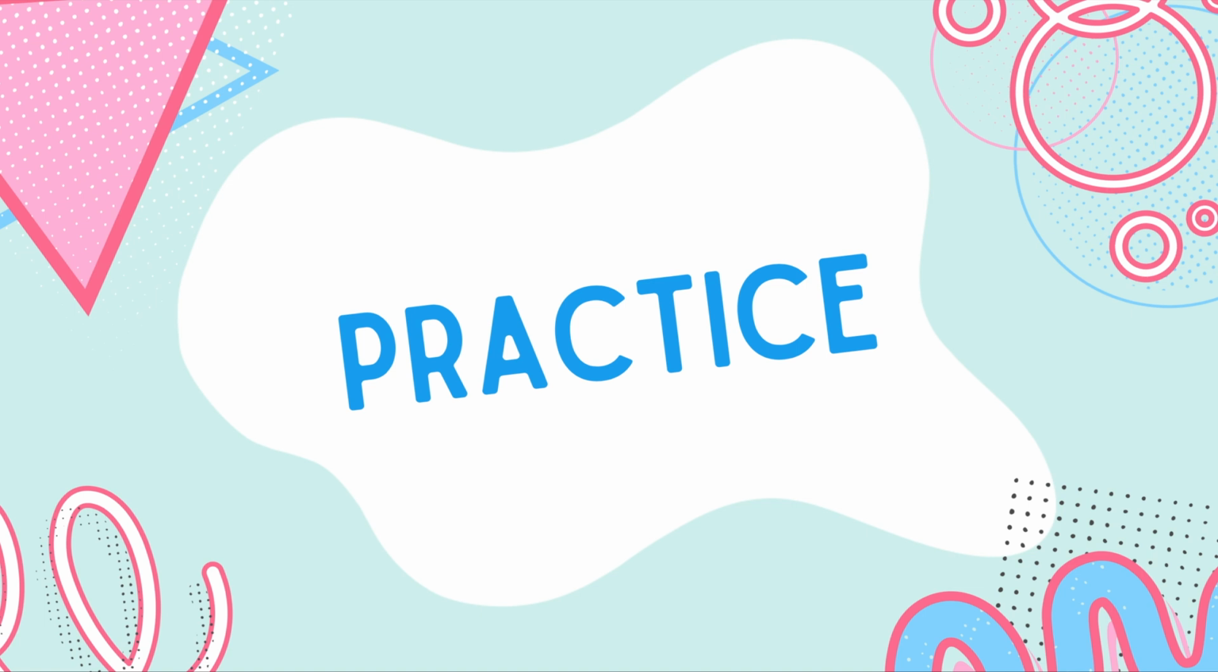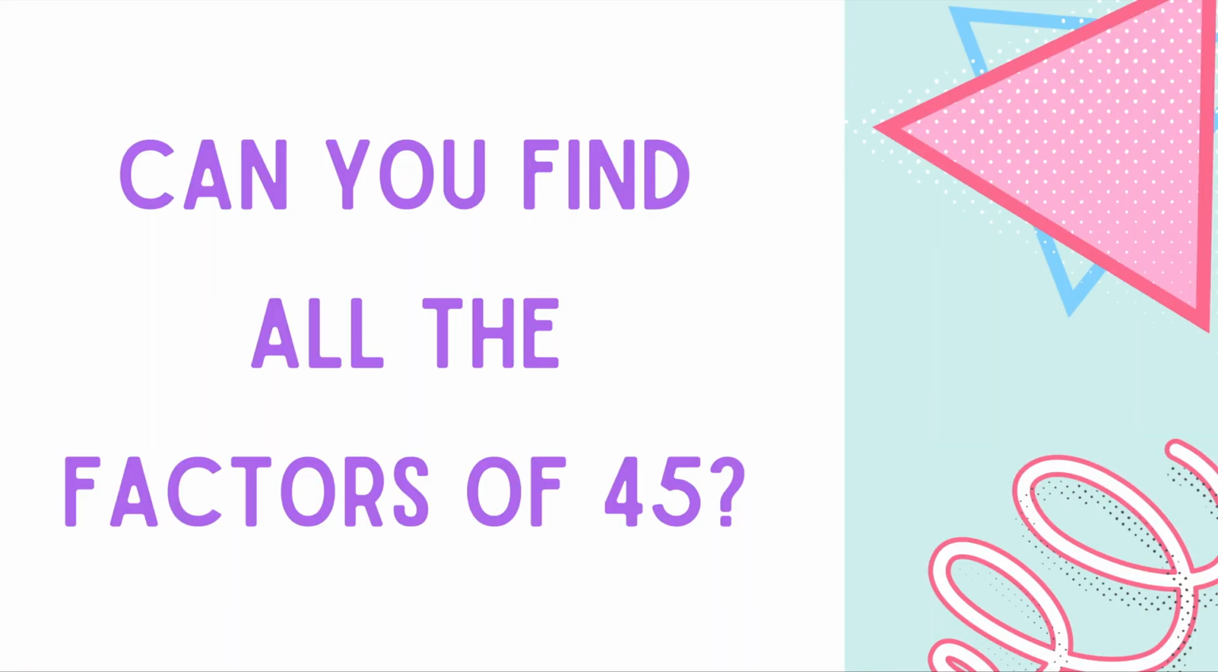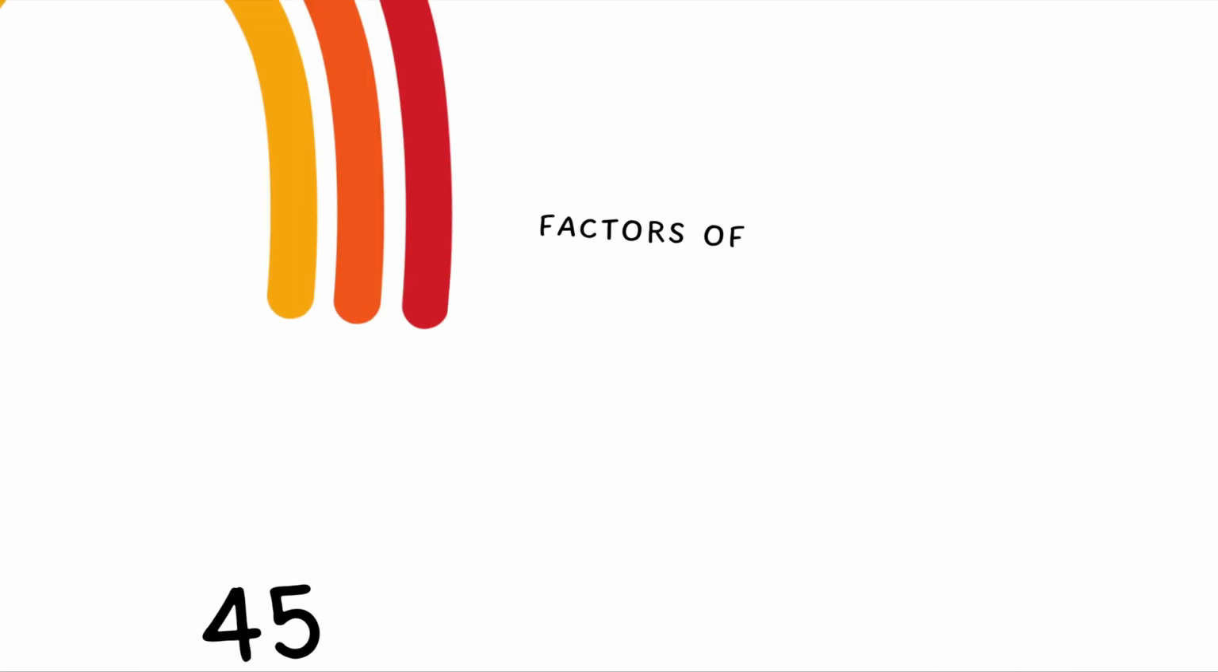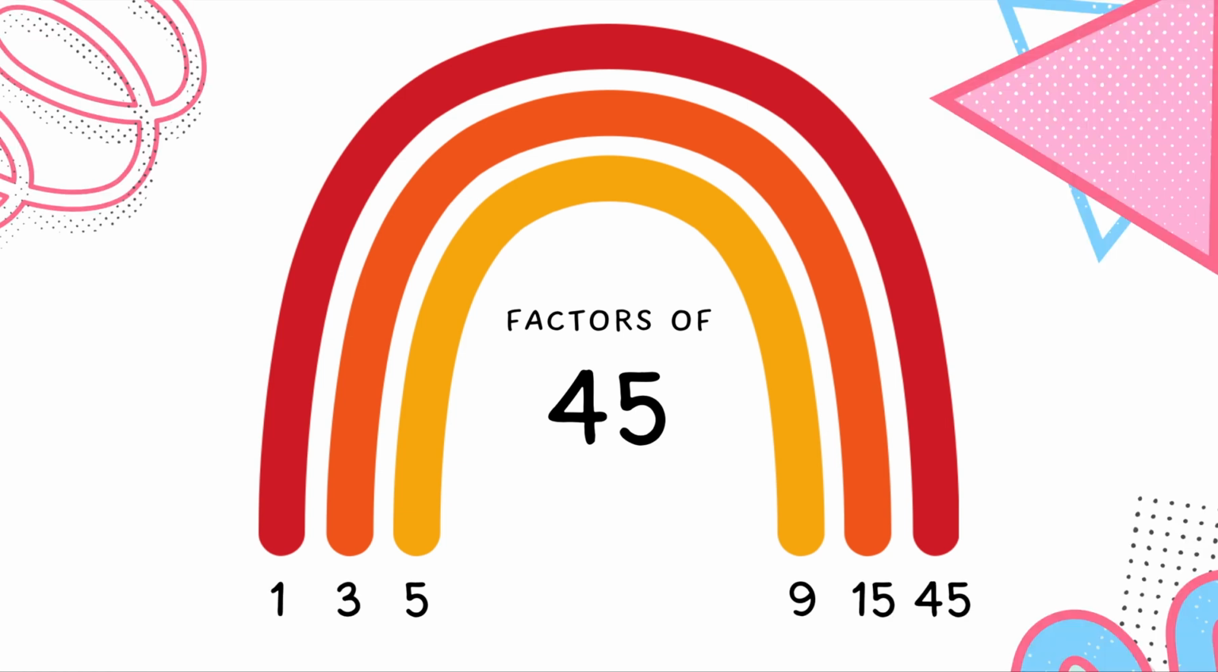Let's do some practice. Can we find all the factors of 45? I challenge you to pause the video and create a factor rainbow for 45. Hopefully your rainbow might have looked a little something like this. The factors of 45. We always start with 45, or the number itself, and 1. That's the outside arch of our rainbow. Then we're going to move inward.